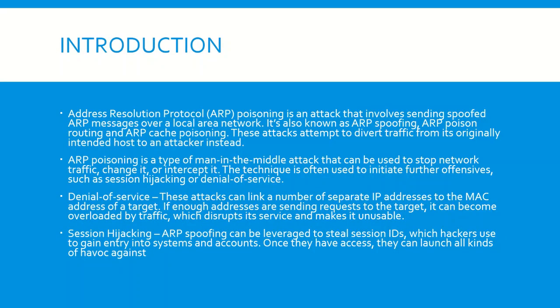The introduction of the project is the Address Resolution Protocol. ARP poisoning is an attack that involves sending spoofed ARP messages over a local area network. It's also known as ARP spoofing, ARP poison routing, and ARP cache poisoning. ARP poisoning is a type of man-in-the-middle attack that can be used to stop network traffic, change it, or intercept it. This technique is often used to initiate further offensives such as session hijacking or denial of service.